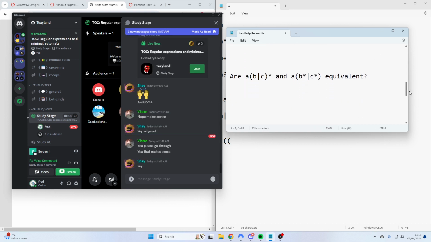Alright. I've got 2 regular expressions here. Are they equivalent?